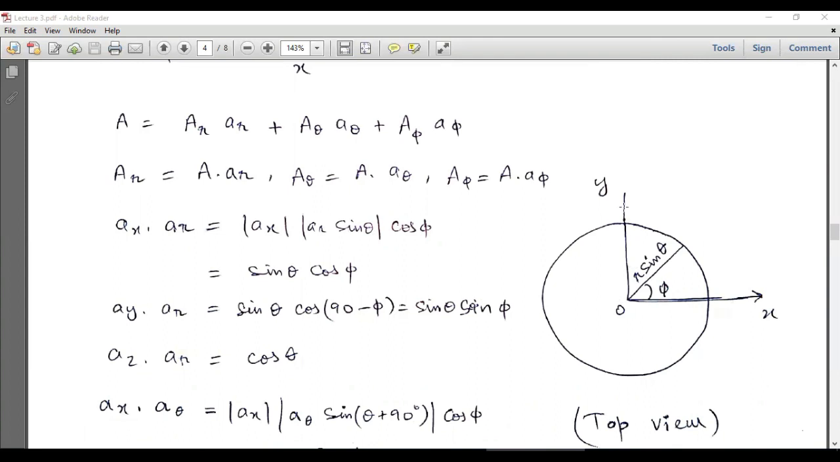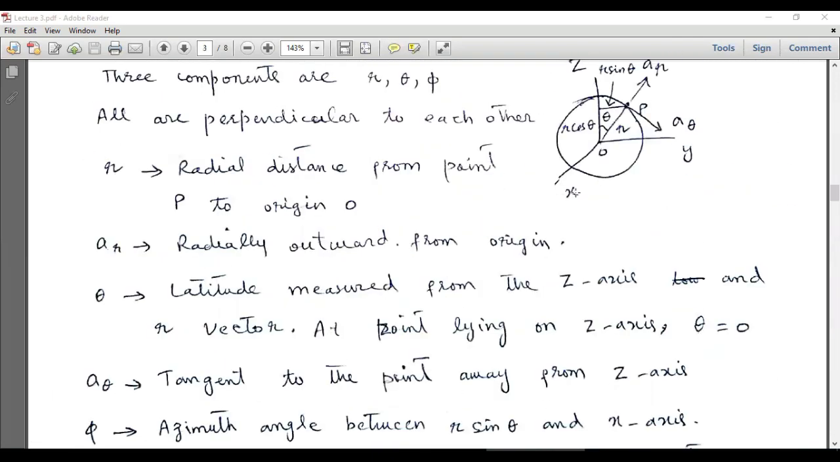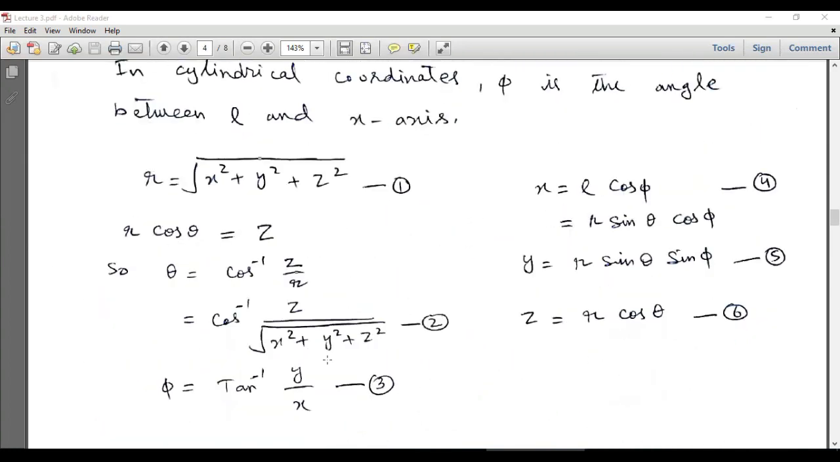Here we have the x-axis, here we have the y-axis. This is the same top view which we also drew for the cylindrical coordinate system. So this is phi and this is r sine theta, and the angle between this a_r sine theta and a_x will be equal to phi. So a_x dot a_r is equal to sine theta cos phi. Similarly, a_y dot a_r will be equal to sine theta cos of 90 minus phi. So this angle is 90 minus phi, so it will be sine theta sine phi. And a_z dot a_r will be equal to cos theta, because this is our a_r, this is our a_z. The angle between them is theta. So a_z dot a_r is equal to cos theta.